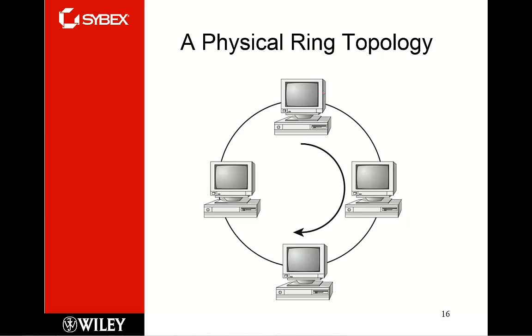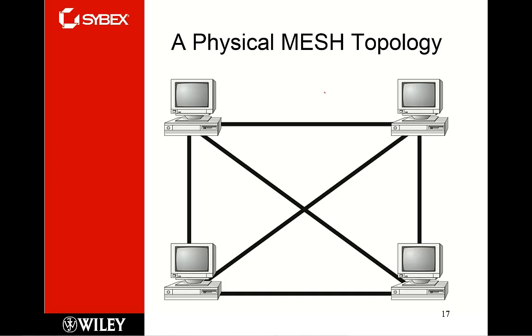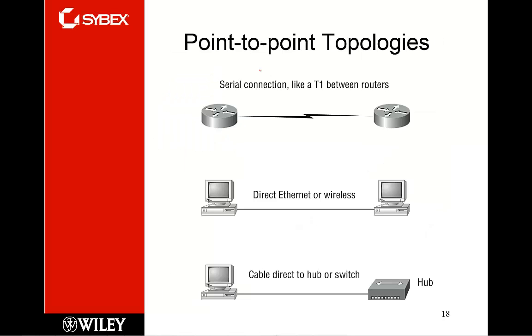Okay, here's a physical ring. I wrote a book on physical ring, on token ring, but it's not popular anymore. So we're just going to move right through this. Here's a mesh. You just connect everything to everything. That's going to cost a lot of money. It's going to be a lot of cables. And also, that means this PC over here needs to connect to 3 different cables. Very expensive. No need for it.